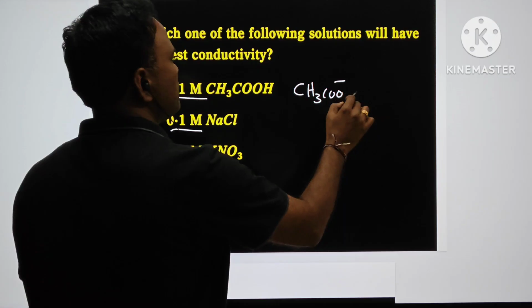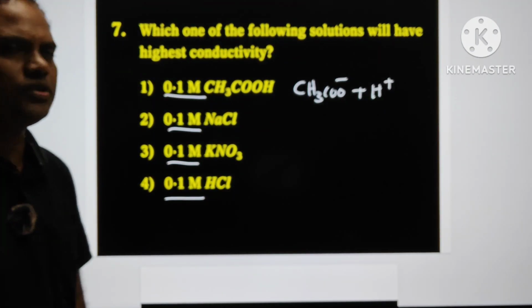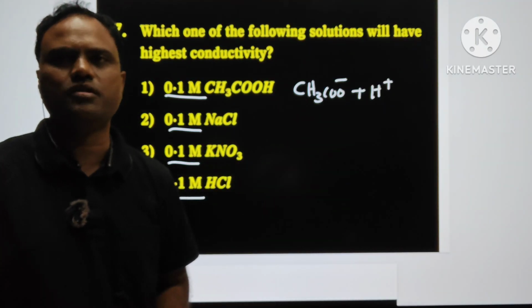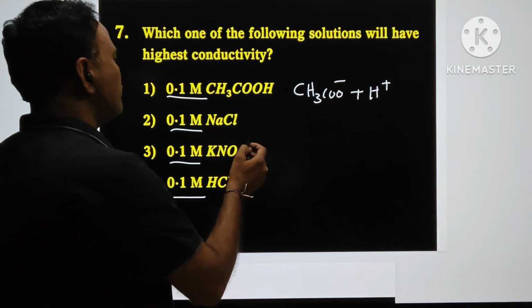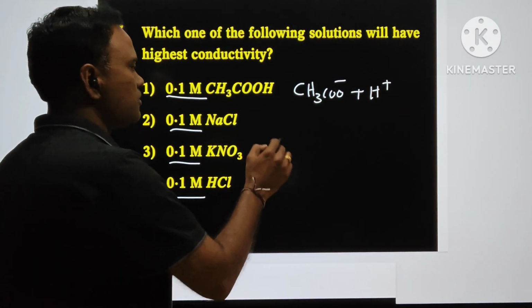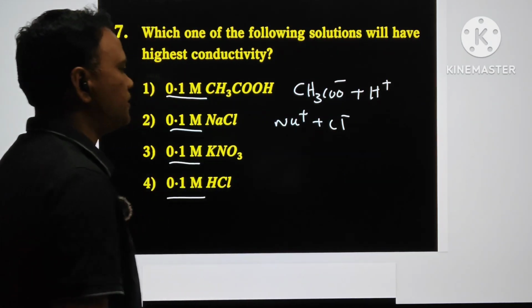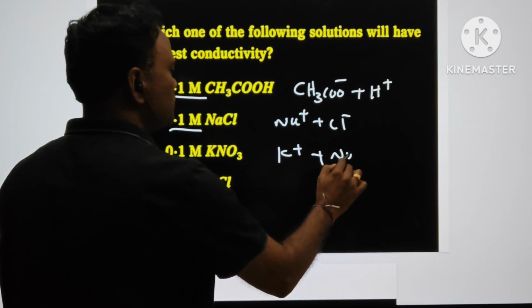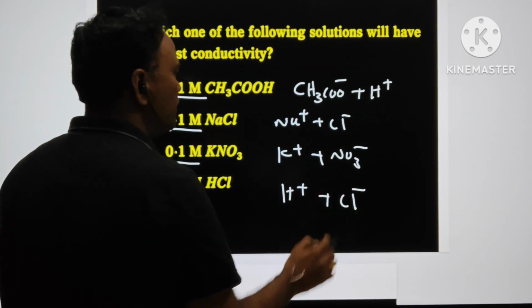In this case, we will split this into CH3COO negative and H plus. But acetic acid is a weak acid, so we will get a smaller number of ions. A weak acid is a weak electrolyte. 0.1 molar NaCl is a strong electrolyte, so you will get more Cl negative and sodium plus ions. Here also you will get more K plus and NO3 minus. Here also you will get more H plus and Cl negative ions.